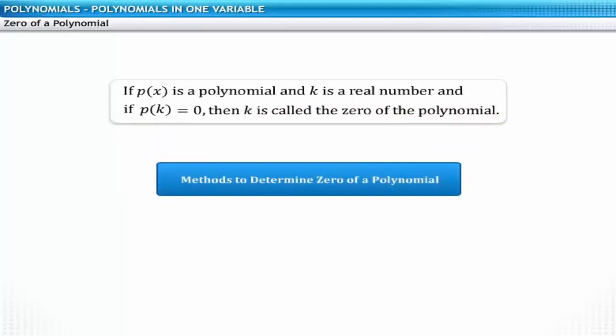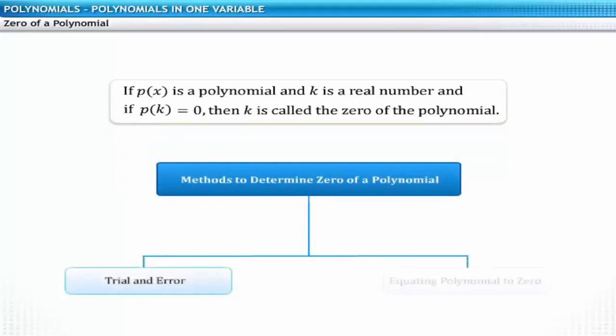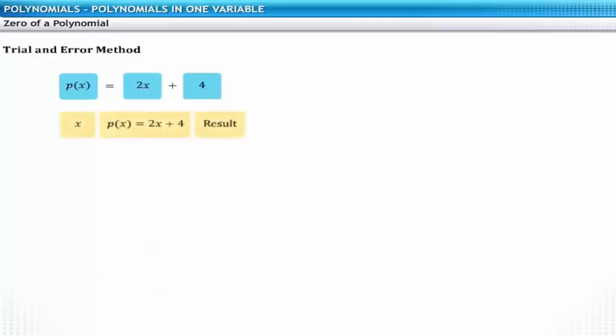You can determine the 0 of a polynomial through two methods: by trial and error and by equating the polynomial to 0. Consider a linear polynomial, P of x is equal to 2x plus 4. Let's first use the trial and error method to find the 0 of this polynomial.